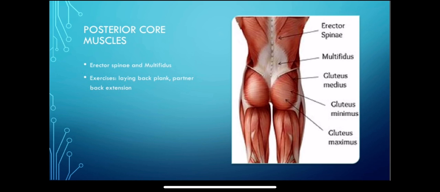Alright, and lastly we have our posterior core muscles. These are mainly made up of the erector spinae and the multifidus. Some exercises we can do to focus these areas of the body are some laying back planks and partner back extensions. Also, we can do some Supermans, which I'll be going over in a video shortly with you.